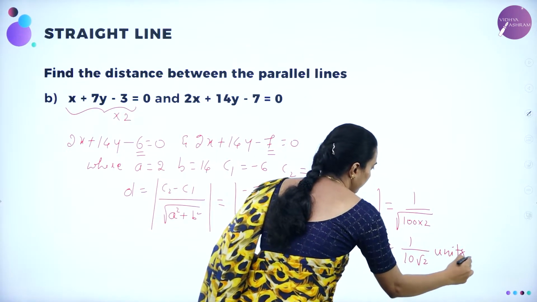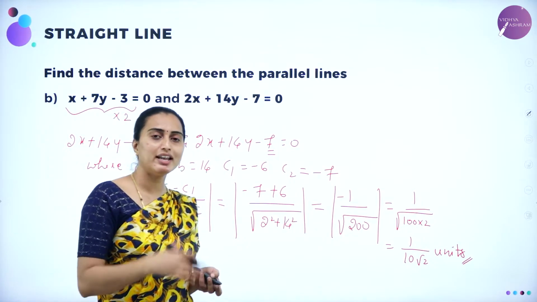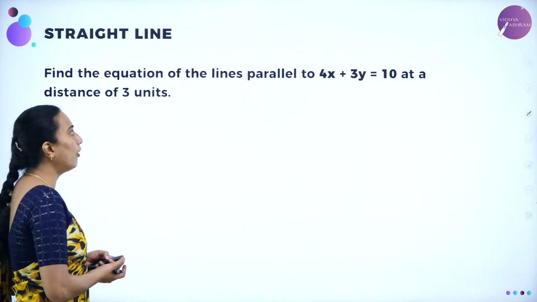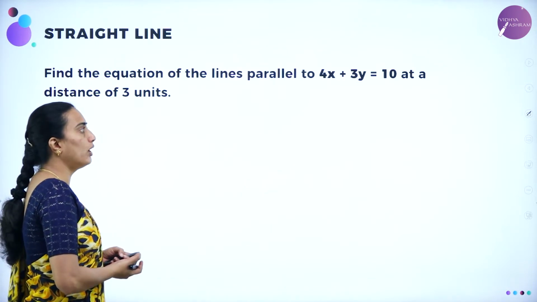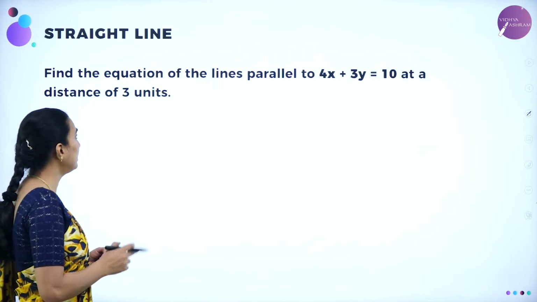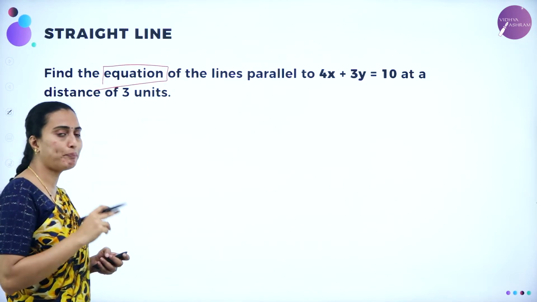That's it, dears. I hope you got how to solve this one. We'll move on to the next question. What they've asked: find the equation of the lines parallel to 4x plus 3y equal to 10 at a distance of 3 units. They've asked to find the equation, so we need to find the equation of the parallel lines.